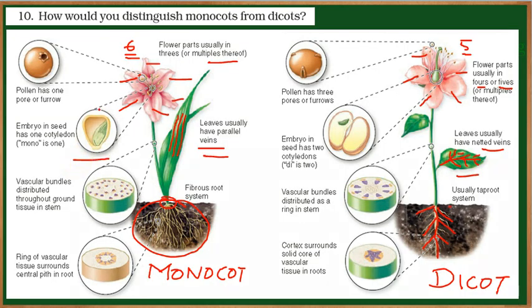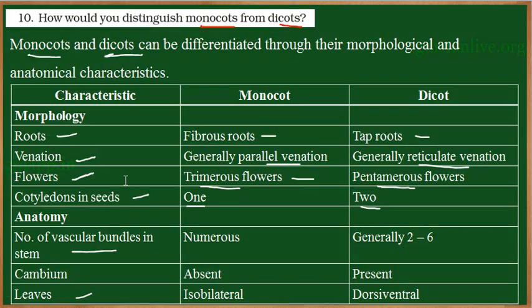Here is the seed. Here we can see a single cotyledon, so we call it monocotyledon. Here a seed has two cotyledons, so we call it dicotyledon. So all dicot plants have two cotyledons in the seed, and all monocot plants have a single cotyledon in the seed. Now coming to the anatomy, that is the arrangement of the vascular bundles.